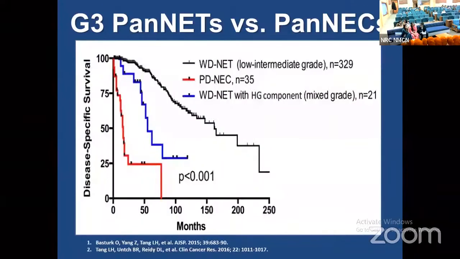Moreover, there is a difference in prognosis between G3 well-differentiated PanNETs and poorly differentiated PanNECs. Patients with G3 well-differentiated neuroendocrine tumors, as seen in blue, seem to fare better than patients with a poorly differentiated neuroendocrine carcinoma in red. Thus, considering the differences in treatment and differences in survival, it's important to distinguish G3 well-differentiated neuroendocrine tumors from poorly differentiated neuroendocrine carcinomas.